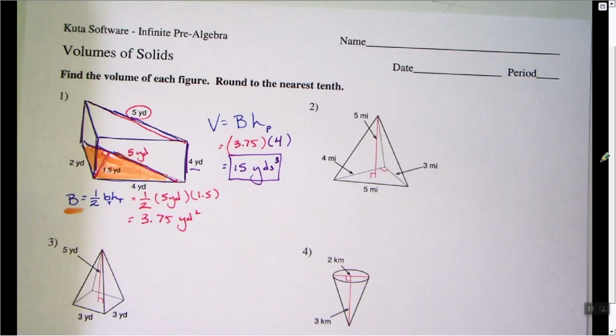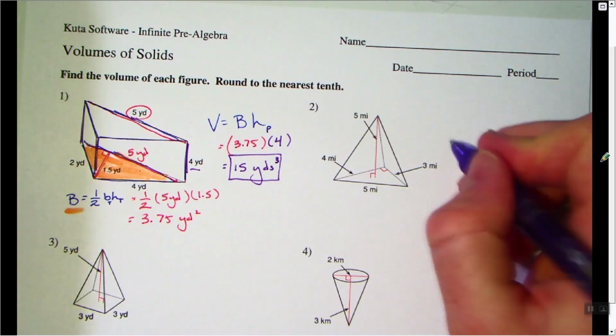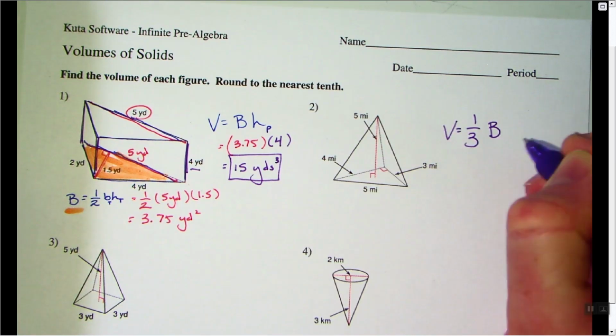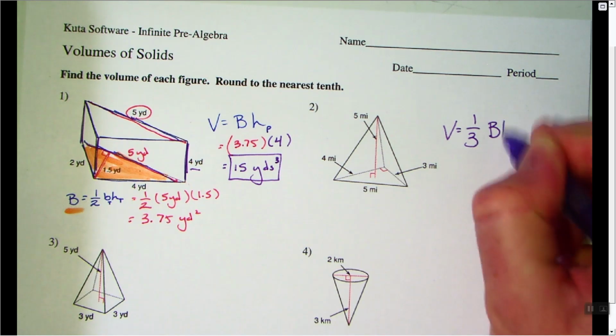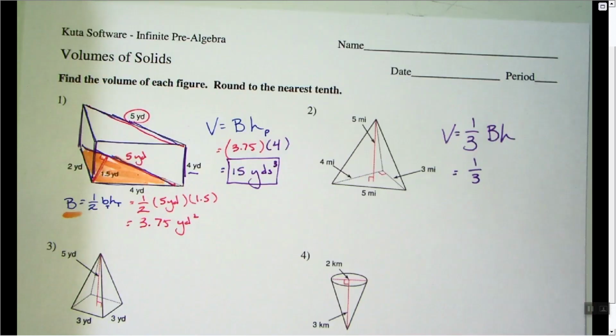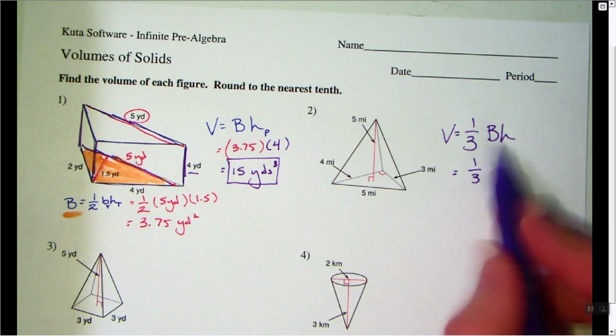Okay, I do want to do one example of a pyramid. Let's do this one. This is also a triangular pyramid. Remember that the volume of a pyramid is 1/3 times the area of the base, capital B is area of the base, times the height. Now again, I like to go off to the side and find the area of the base separately, so it keeps this a little simpler.